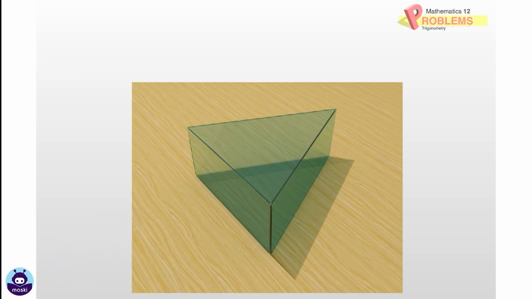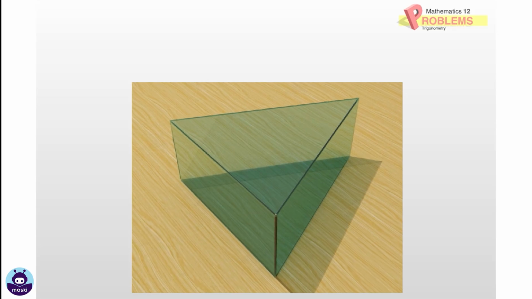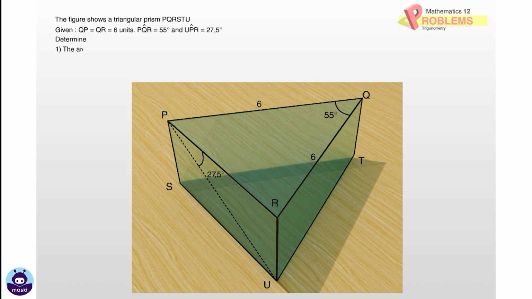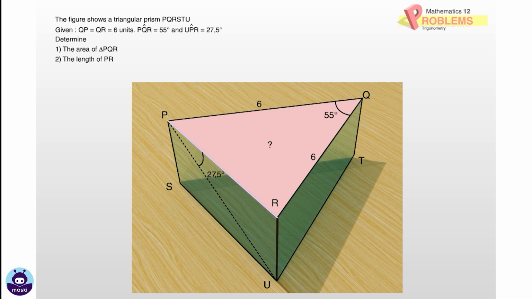Height of triangular right prism. The figure shows a triangular prism PQRSTU. Given QP equals QR equals 6 units, angle PQR equals 55 degrees, and angle UPR equals 27,5 degrees. Determine the area of triangle PQR, the length of PR, the height RU of the prism.